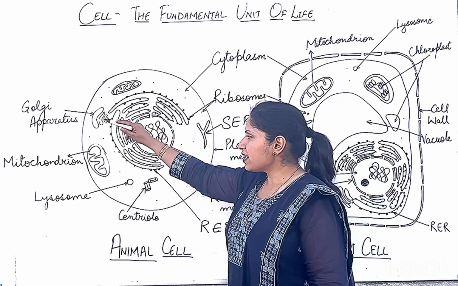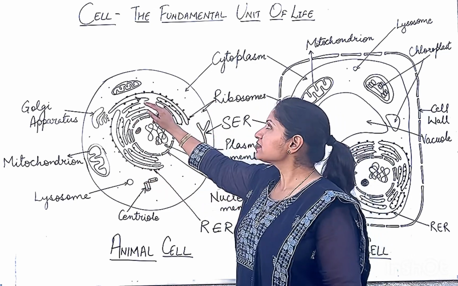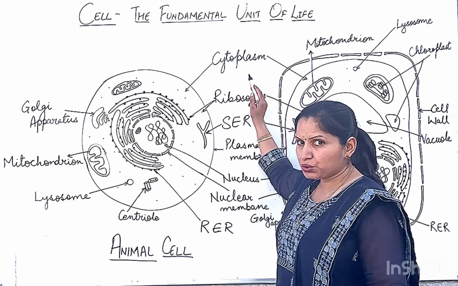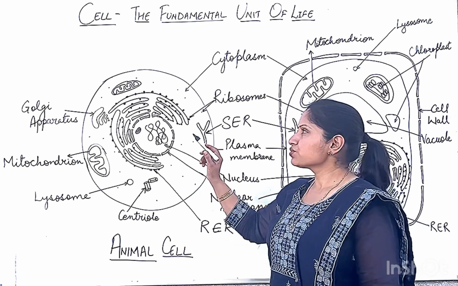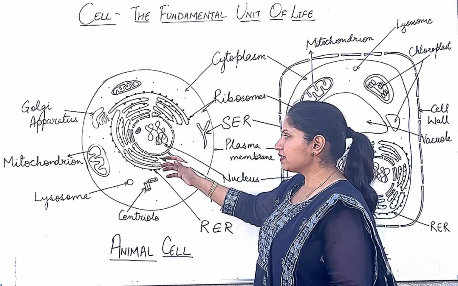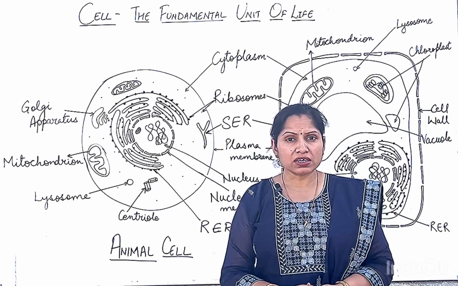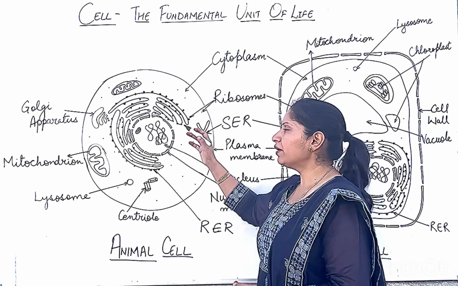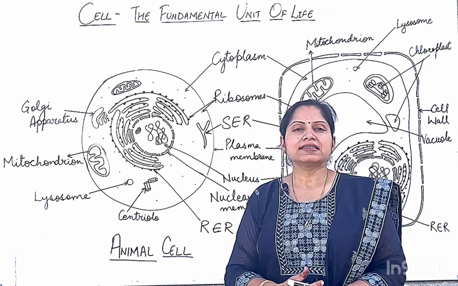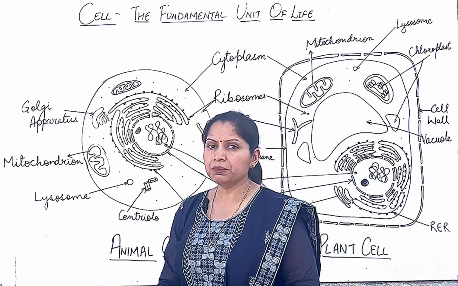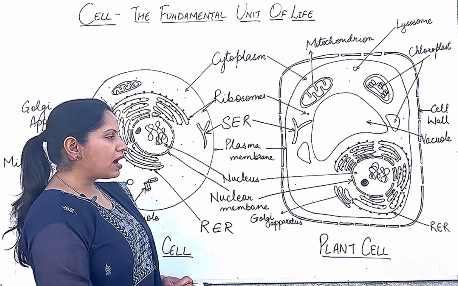Whatever components are there, the fluid part of the cell is known as cytoplasm. So the fluid part of the cell that contains these different small structures known as organelles is known as cell cytoplasm. Now coming to the plant cell.